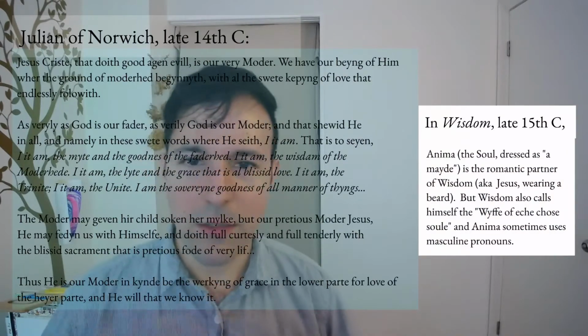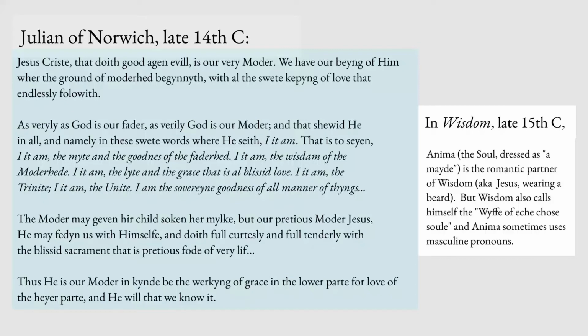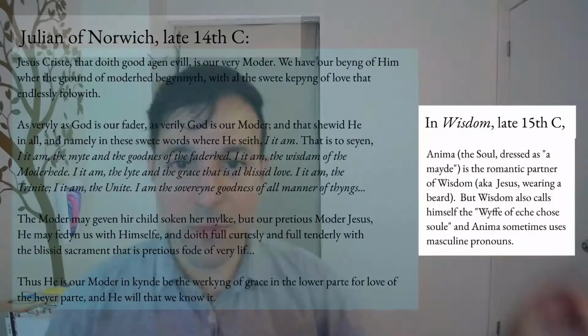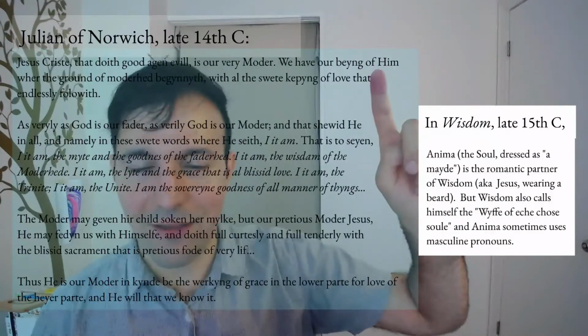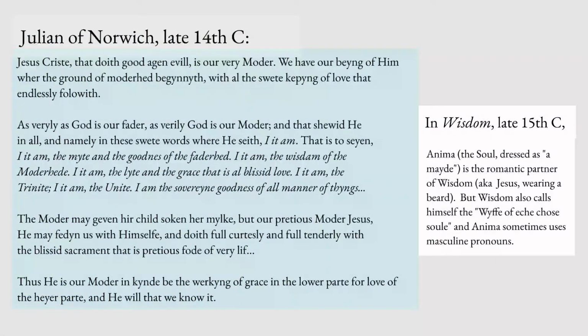All right. This is what Julian of Norwich has to say when we read some more. I'll read the quote. I'll read it in Middle English, and hopefully you can follow along. Jesus Christ, that doeth good again evil, is our very mother. Jesus Christ is our mother. We have our being of him where the ground of motherhood beginneth. And notice here, by the way, you will remember that the him is capitalized only by the modern editor. We have our being of him where the ground of motherhood beginneth, with all the sweet keeping of love that endlessly followeth.